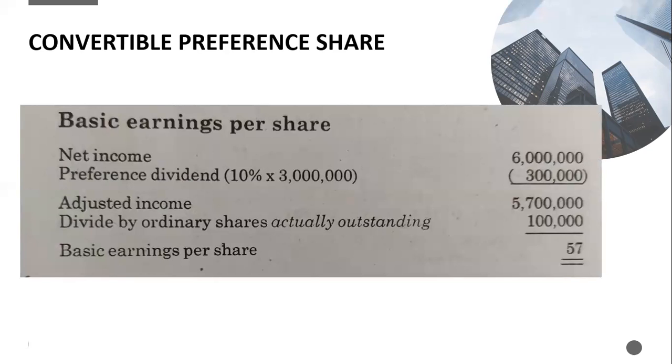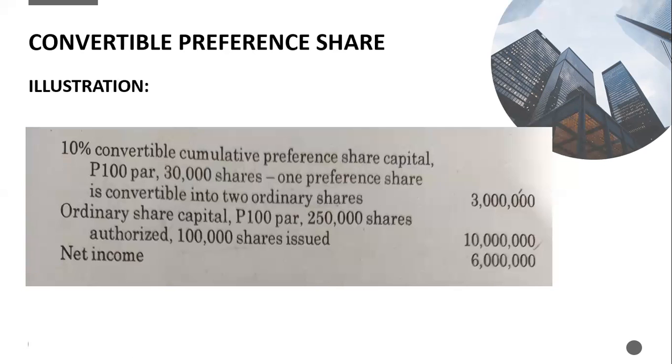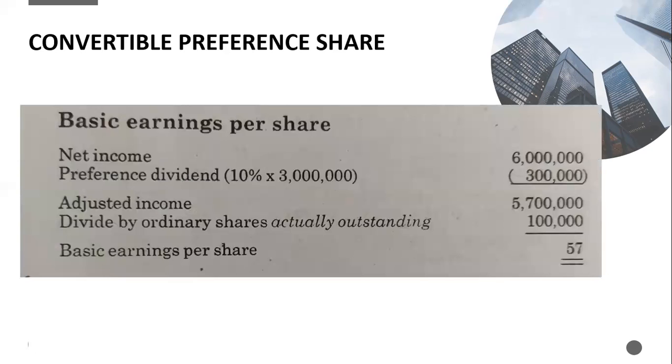First, the basic earnings per share. Net income, 6 million. Less preference dividend, so we have 10% times 3 million, which is 300,000. So the adjusted income is 5,700,000. Then divide by the ordinary shares actually outstanding, which is 100,000. So the basic earnings per share is 57.